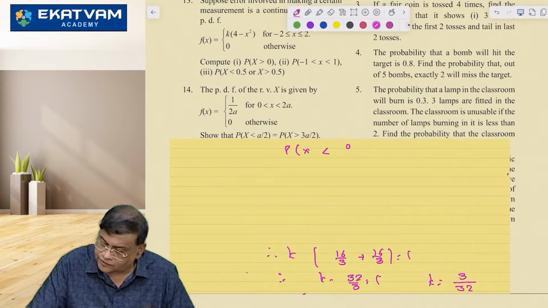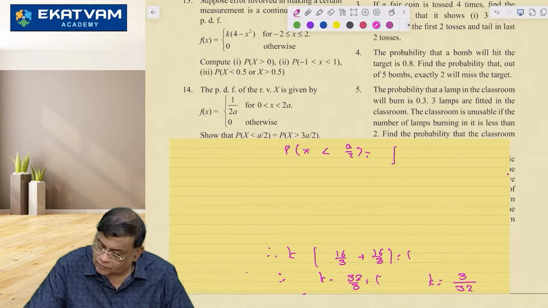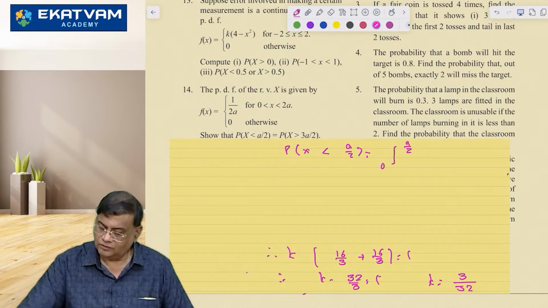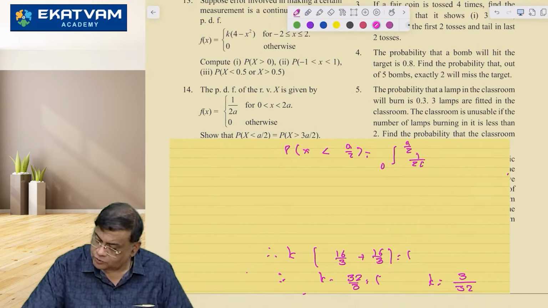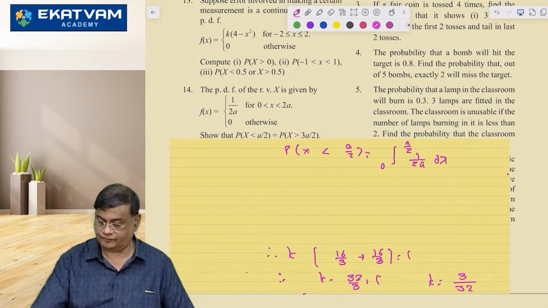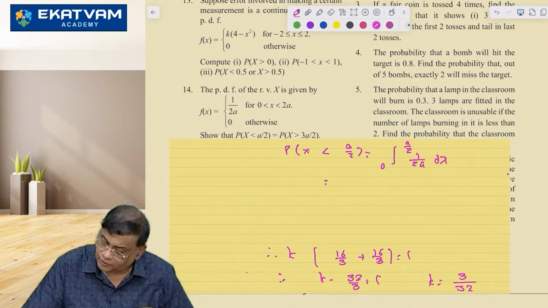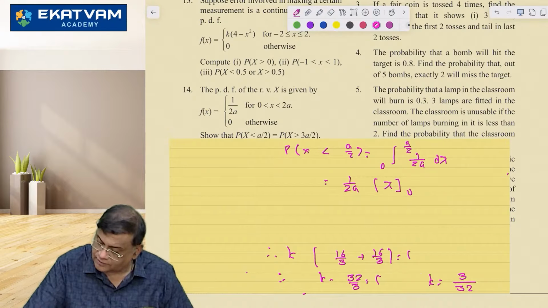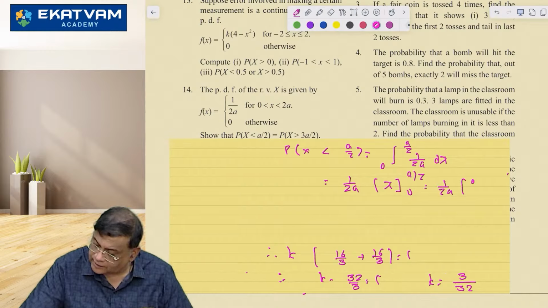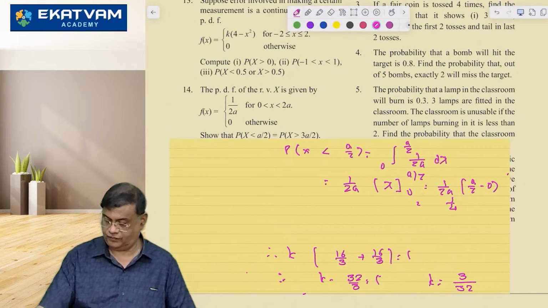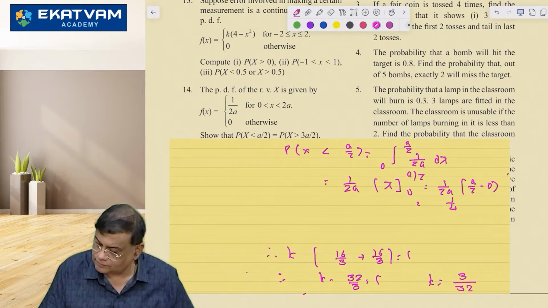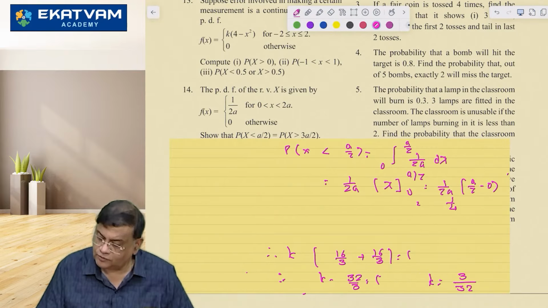Probability of x is less than a by 2 will be equal to integral 0 to a by 2, correct? 0 to a by 2, 1 upon 2a dx. But 1 upon 2a is a constant, and the integration of 1 is x. It is 0 to a by 2. So it will be 1 upon 2a into a by 2 minus 0. So will that be 1 by 4? The a cancels, doesn't it?